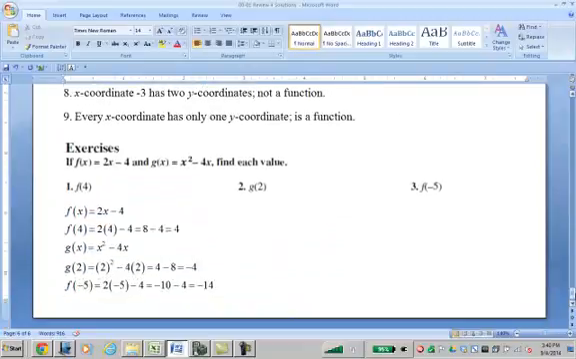And then finally, just plugging and chugging. Okay, the rule f of x equals 2x minus 4, so f of 4 equals 2 times 4 minus 4, which is 8 minus 4, which is 4. g of x equals x squared minus 4x. g of 2 equals 2 squared minus 4 times 2. So 4 minus 8 is -4. f of -5 is 2 times -5 minus 4, -10 minus 4, -14. That's that.